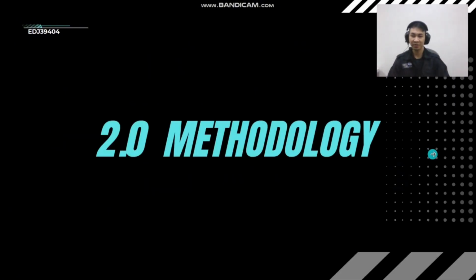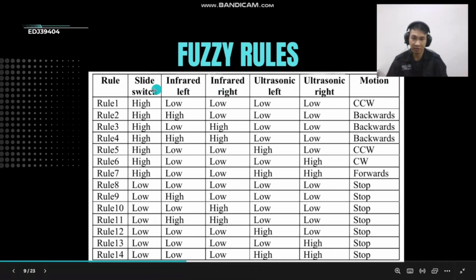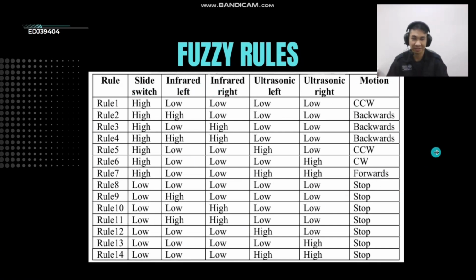So the second part is methodology. The first rule that I set for my robot is that when the slide switch is high, which means when it is on, and the infrared sensors are low for left and right, and the ultrasonic sensors are also low for left and right, the motion of the sumo robot will be anti-clockwise so that it will search for the enemies. And you can see the fuzzy rules here. I don't think I have to explain them one by one because that takes a lot of time.